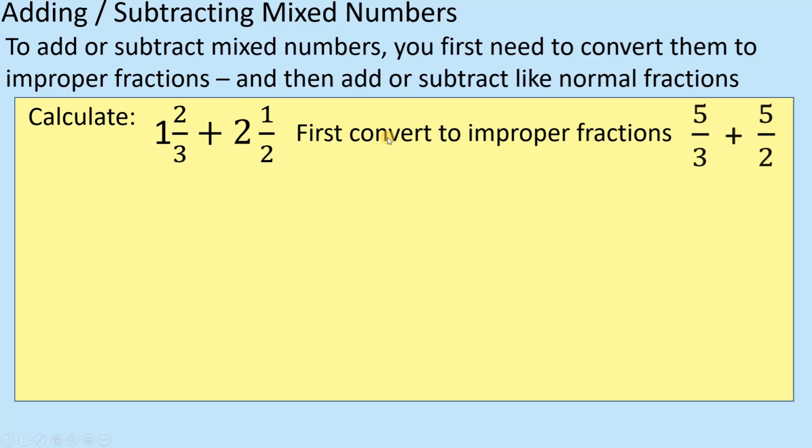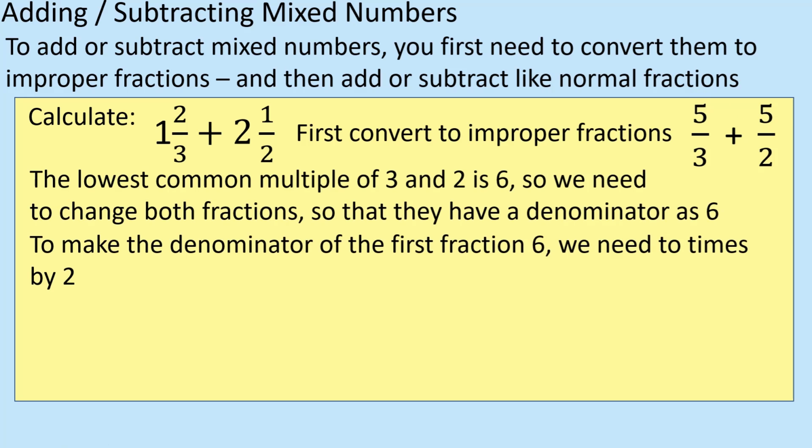So how you do that is you look at how many whole ones you've got and times it by 3, because that's going to give you 3/3, and then add the other 2/3 to it. So it's going to give you 5/3. Here, you're going to do 2 times 2, which is 4, and add the 1, which is going to give you 5/2. So 5/2.